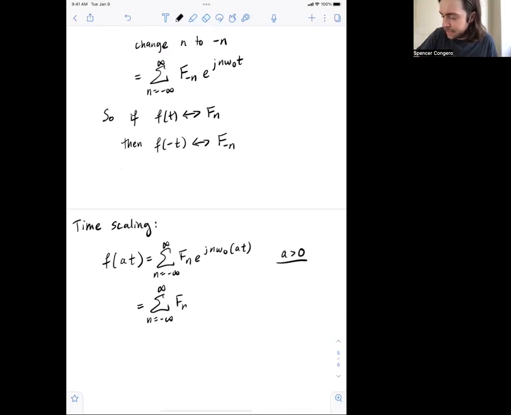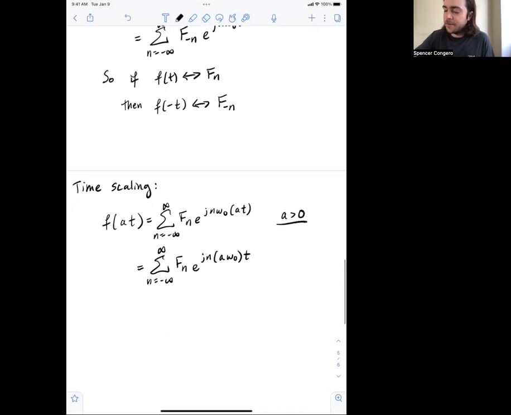And I'm going to write this as f sub n, e to the j n, and then I'm going to put the a with the omega naught. Okay. And why am I doing this? Well, in all of the cases we've seen so far, the operation we applied didn't change the period. But now we're scaling the time argument, so that would change the period. So let's try and see how the period is affected.